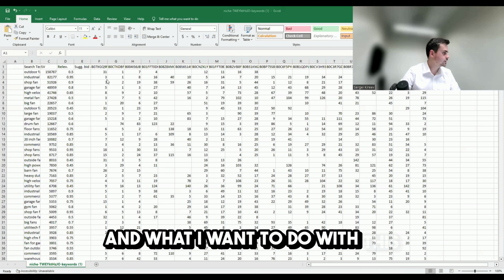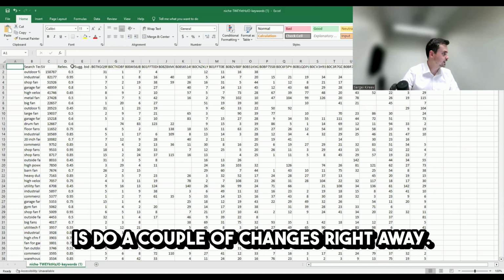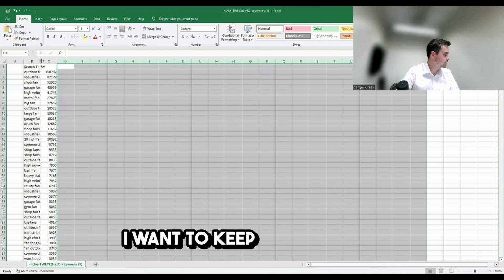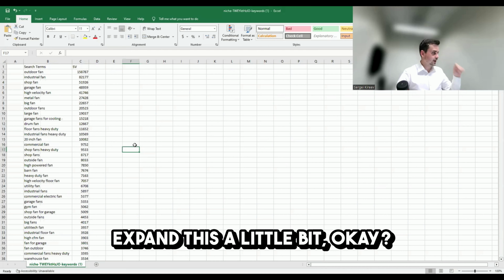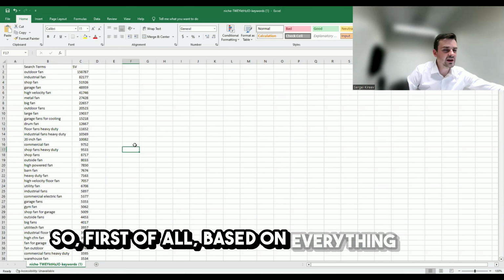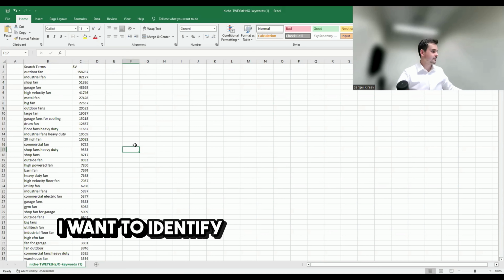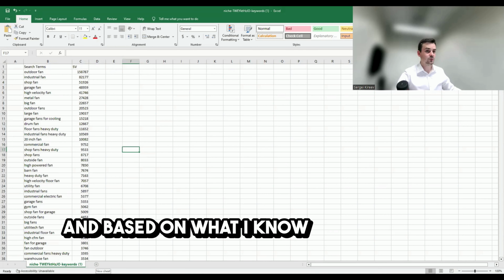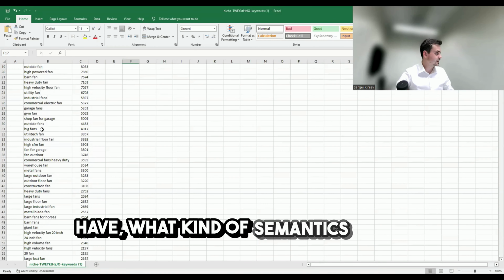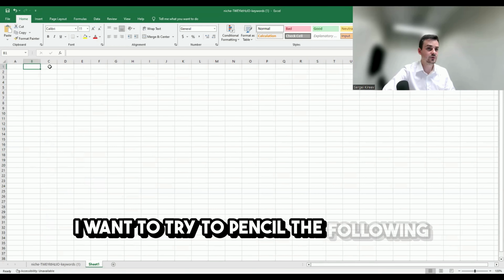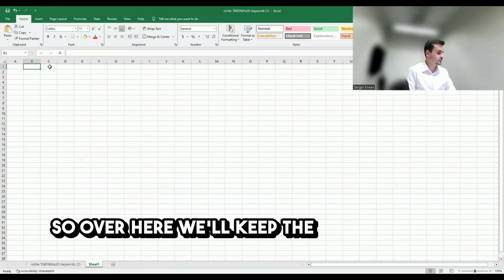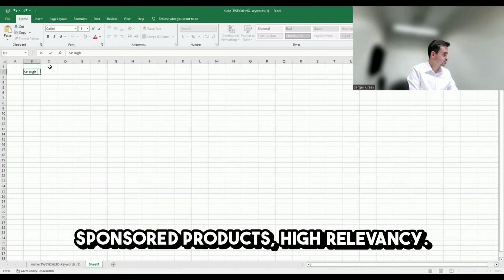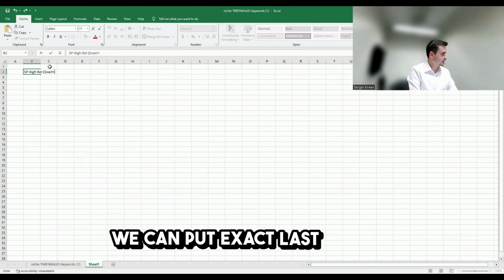What I want to do with this is make a couple of changes right away. I want to delete relevancy and all other columns to the right. I want to keep this and just expand it a little bit. First of all, based on everything I said, I want to identify a possible structure for my campaigns. Based on what budgets we have and what kind of semantics we have, I want to pencil in the following structure. Over here, we'll keep the space for our budget. Over here, we'll write sponsored products, high relevancy. We can put exact plus phrase.